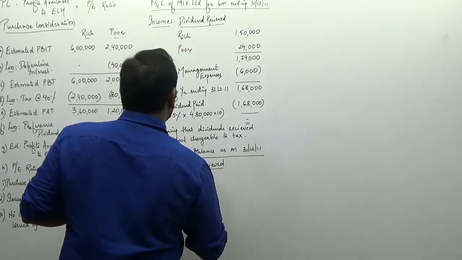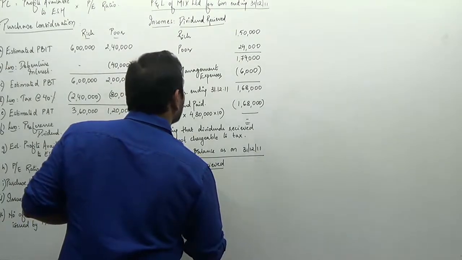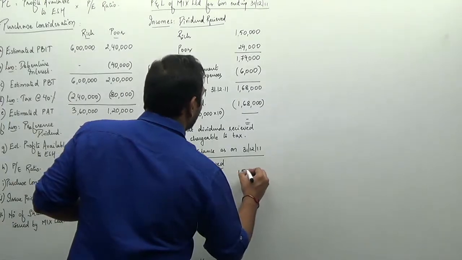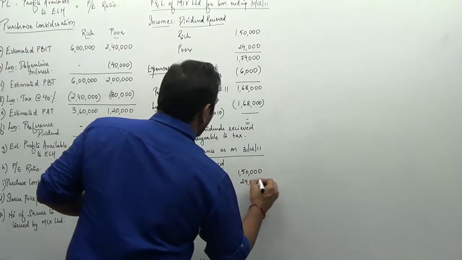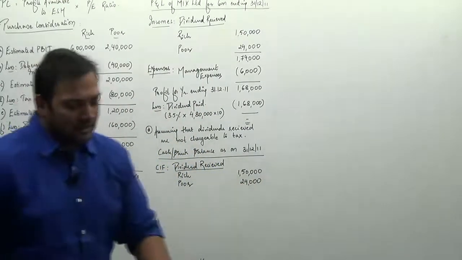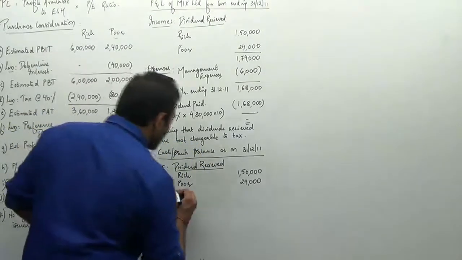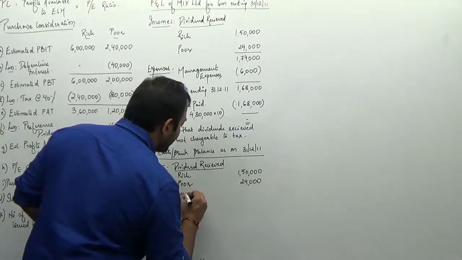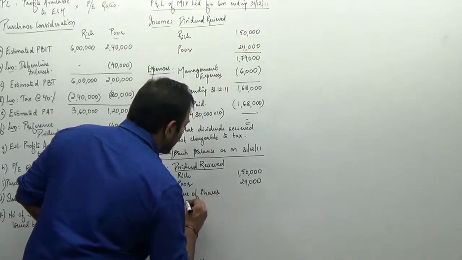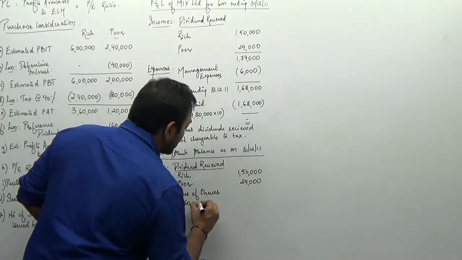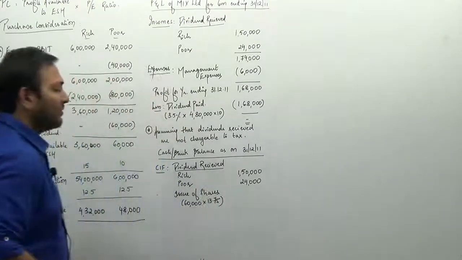Dividend received, that is from Rich and Poor: $1,50,000 and $24,000. One more inflow exists there. Further issue: he clearly said there are a further 60,000 shares issued at a premium of 3.75 each. Issue of shares: 60,000 shares issued at a premium of 3.75. That means the issue price is 13.75.